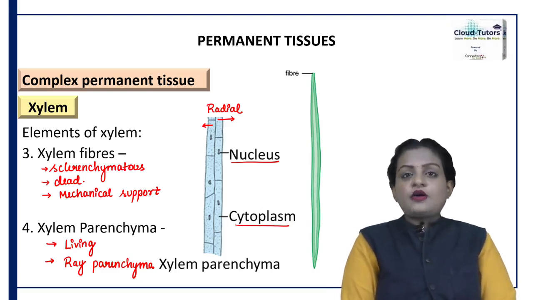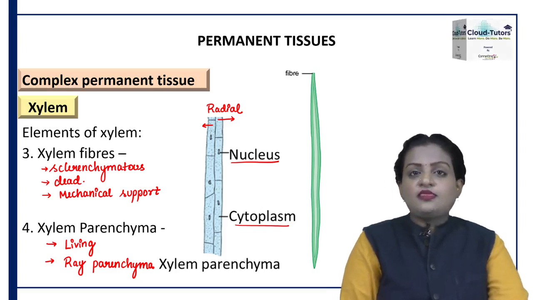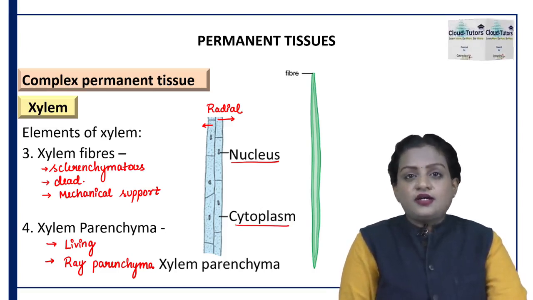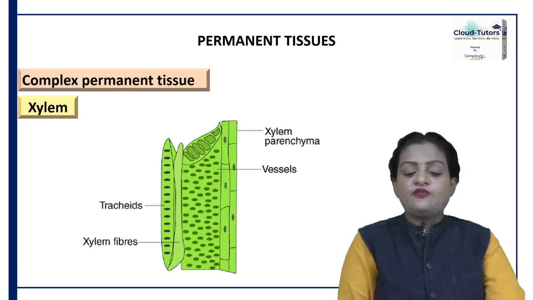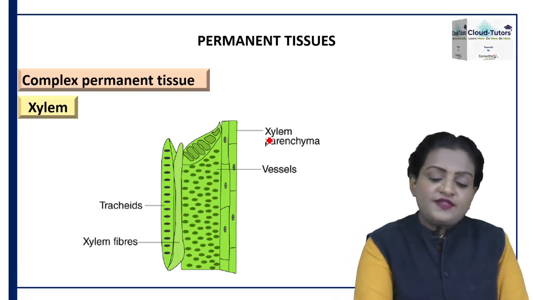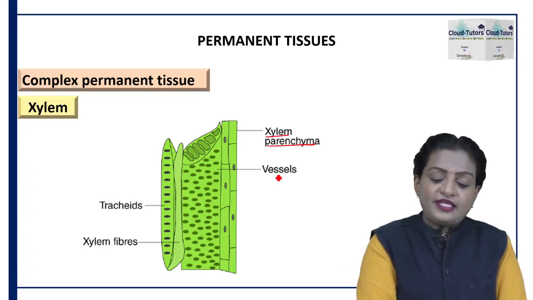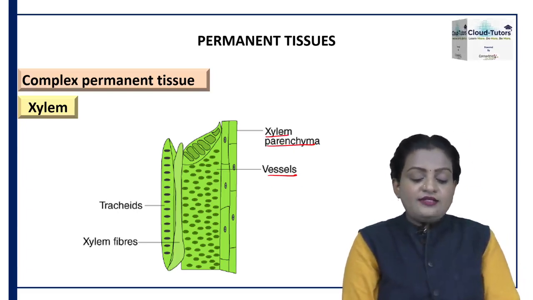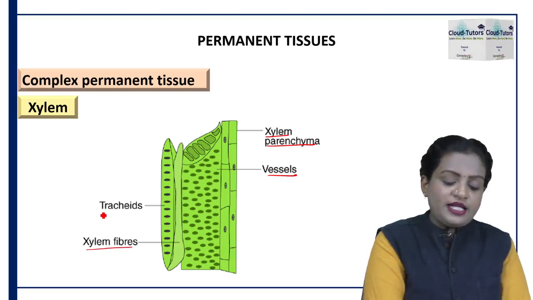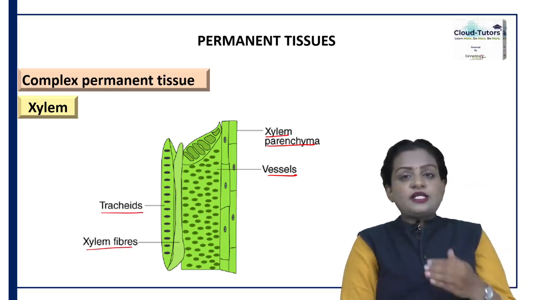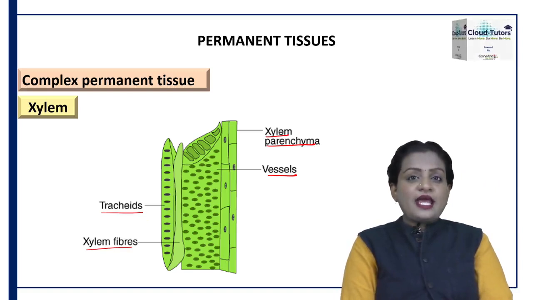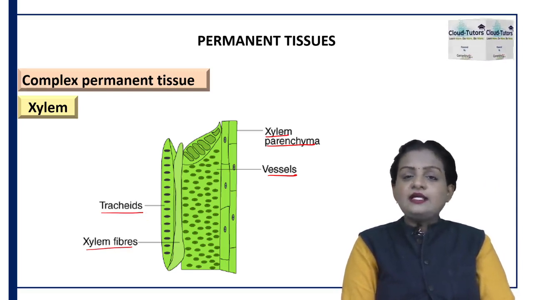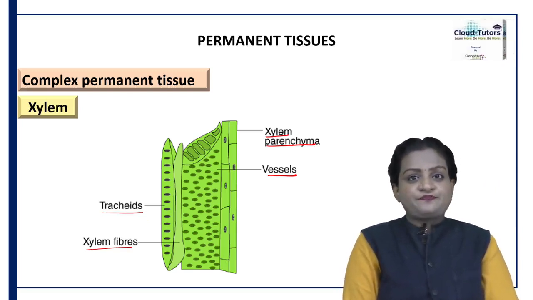So this was about our xylem. So if you see the xylem entire tissue together, this is how it looks. So we have xylem parenchyma, vessels which are very broad and wide, and then we have xylem fibers and tracheids. Fibers are one which actually provide mechanical support for the entire plant body.